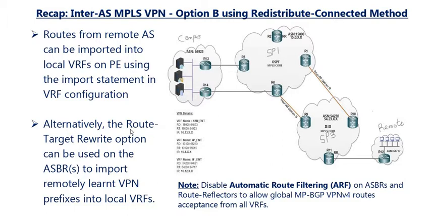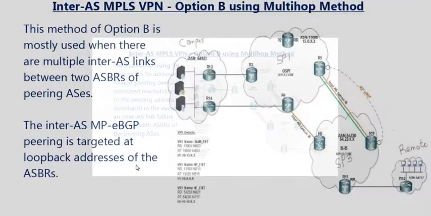Alternatively, you can also look at the route target rewrite option, which is a feature you can consider when you do not want to use the import statement of the VRF configuration on PEs. You can consider this option of the route target rewrite. In that case, it means you rewrite whatever you're getting from the remote ends into the locally recognized VRF information, which is the route target, and that will solve the problem on the PEs as well.